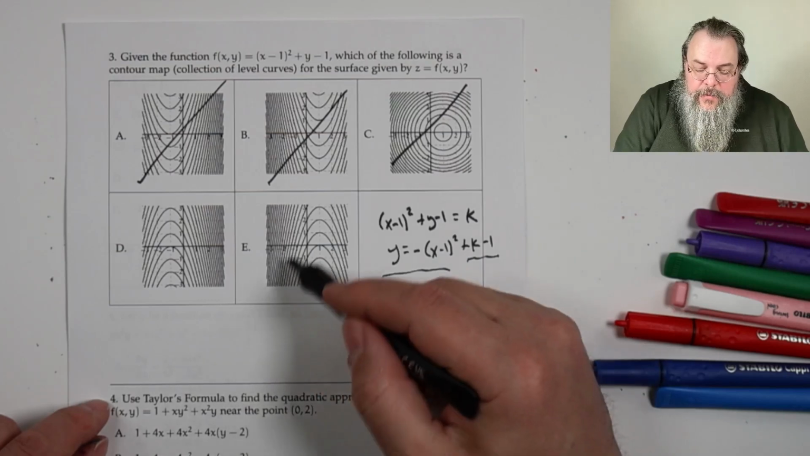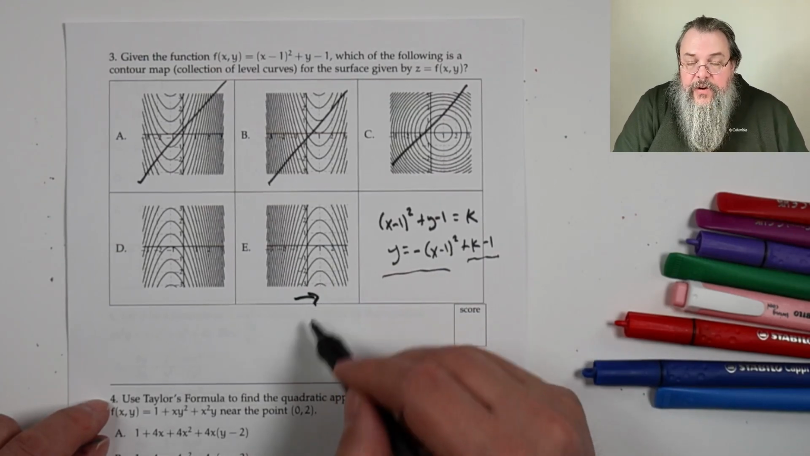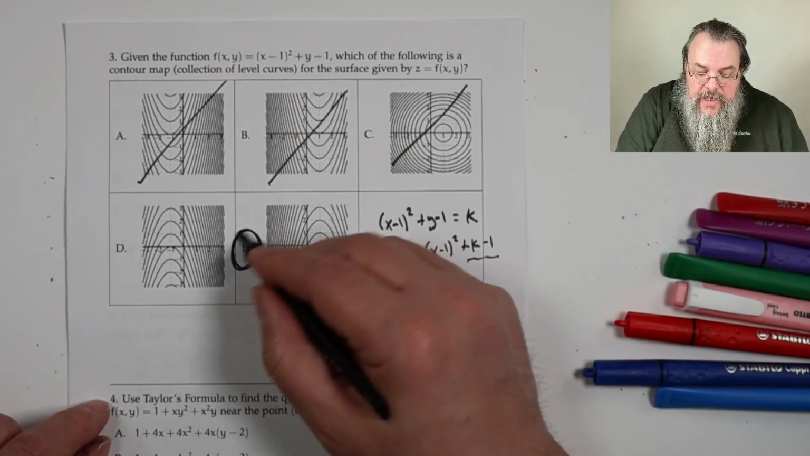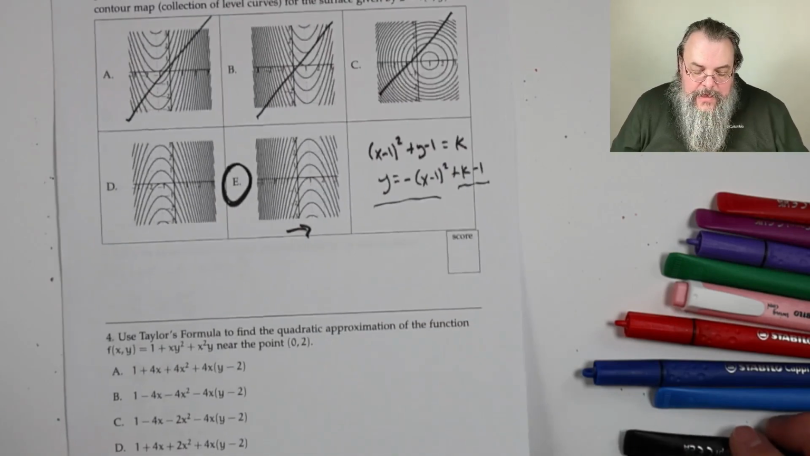So normally we'd have it upside down at 0. We've shifted this direction. The answer is E. All right. Okay, good. Number 4.